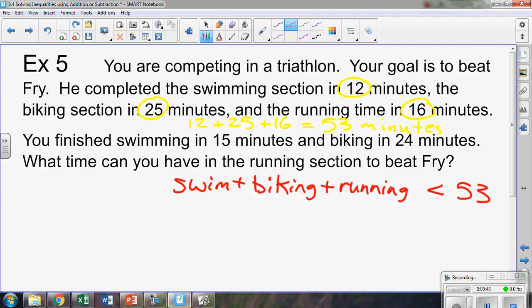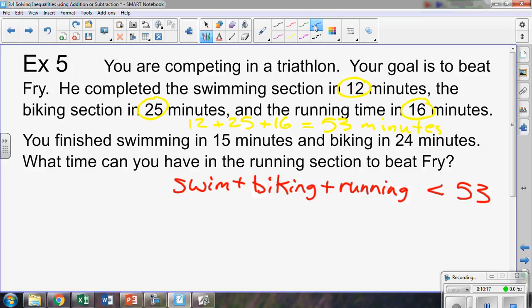Now, what do you think? Should it be strictly less than, or should it be less than or equal to? And what makes you think that? If your goal is to win, that means you don't want to tie. And 53 minutes would be a tie. So since we don't want to tie, we don't want equal, we want strictly less than, strictly better than Fry, beating him.